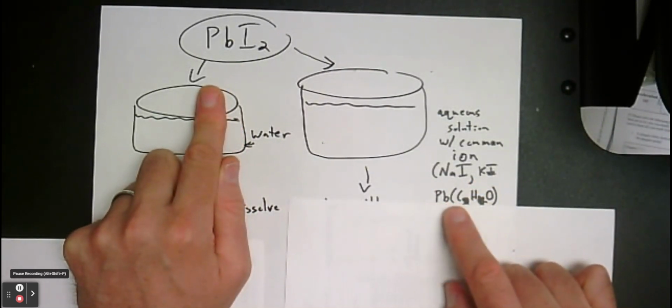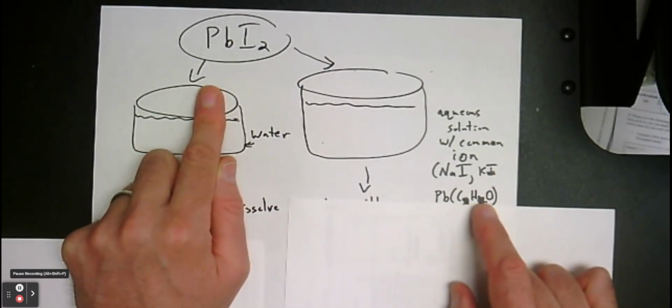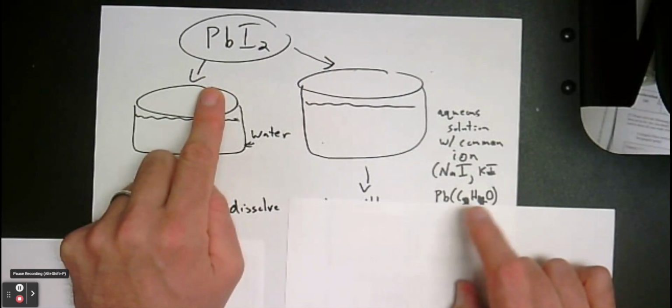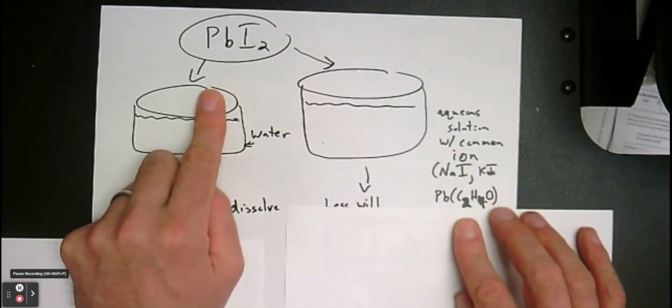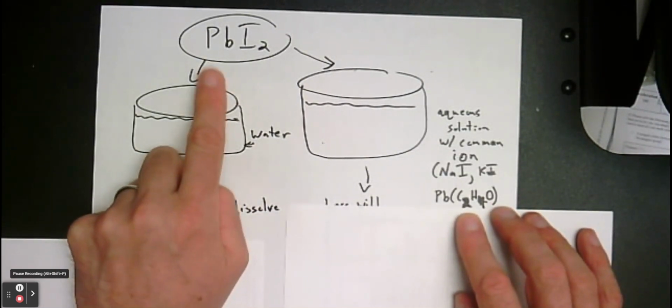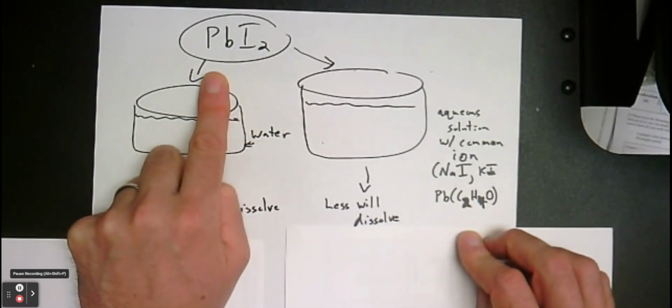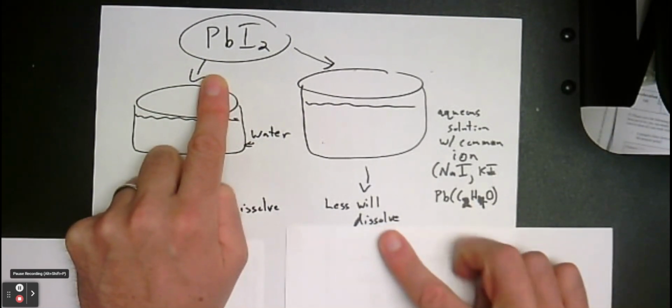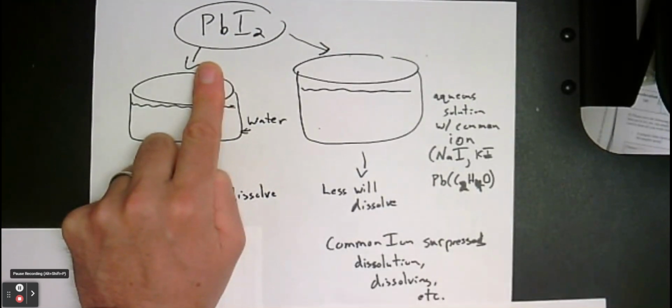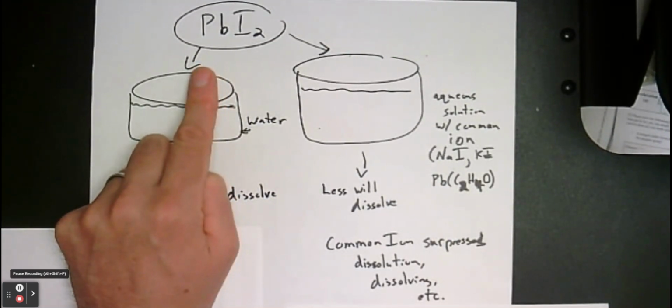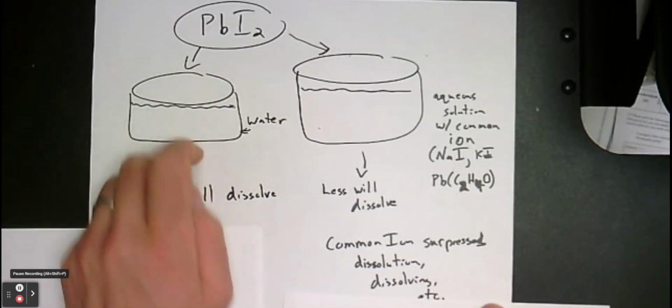Or you could do lead acetate, Pb(C2H3O2)2, a lead compound that's kind of soluble. What you're going to do is suppress the dissolving of this lead iodide. Less will dissolve. The common ion suppresses the dissolution.